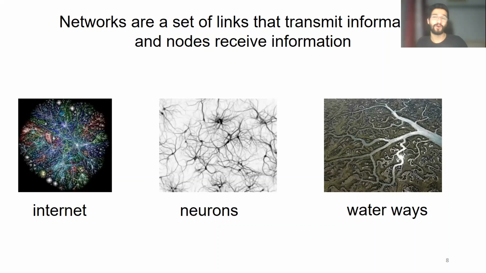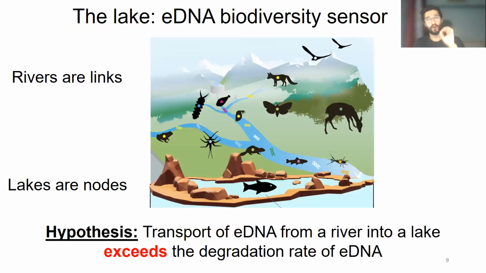So if we are able to go to these lakes and collect some water samples and analyze the DNA, we might be able to find out everything that's living in the watershed. However, this is based on one key hypothesis, that the amount of time it takes for the transport of DNA should be more than the time it takes to degrade that DNA. And this figure is quite good at illustrating the same concept.